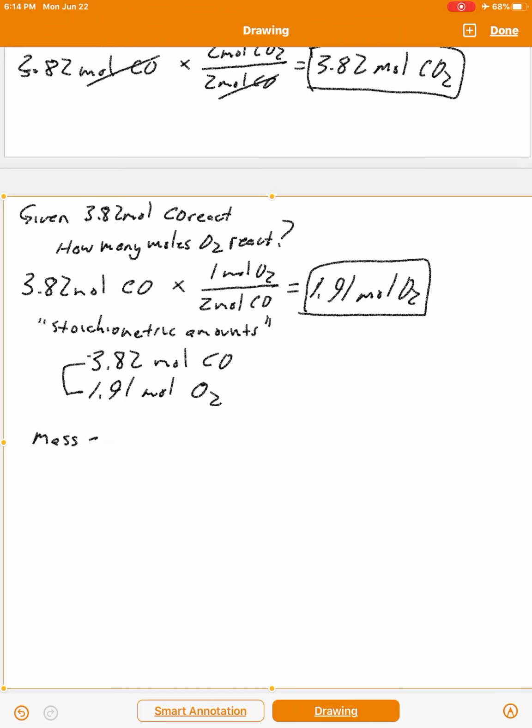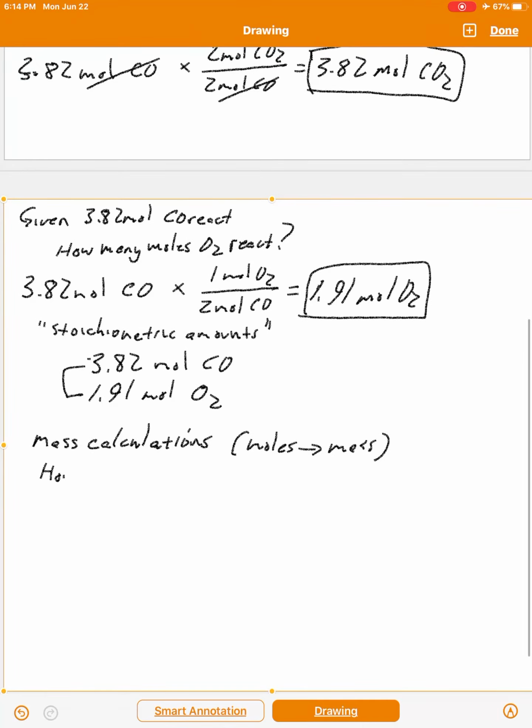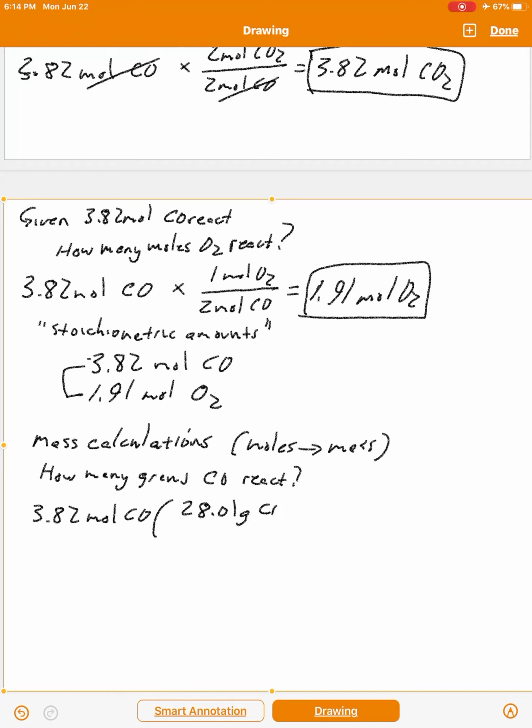It is often the case that we want to know masses. So we have one more step to do. And this is just a mole to mass conversion. Okay, that's covered in the earlier section in 3.4, but we use it quite a bit. So here's what we could do. We could say, how many grams of CO react? Okay, that's the first one. Well, here's what we do. 3.82 moles of CO converted to grams. 28.01 grams per mole.